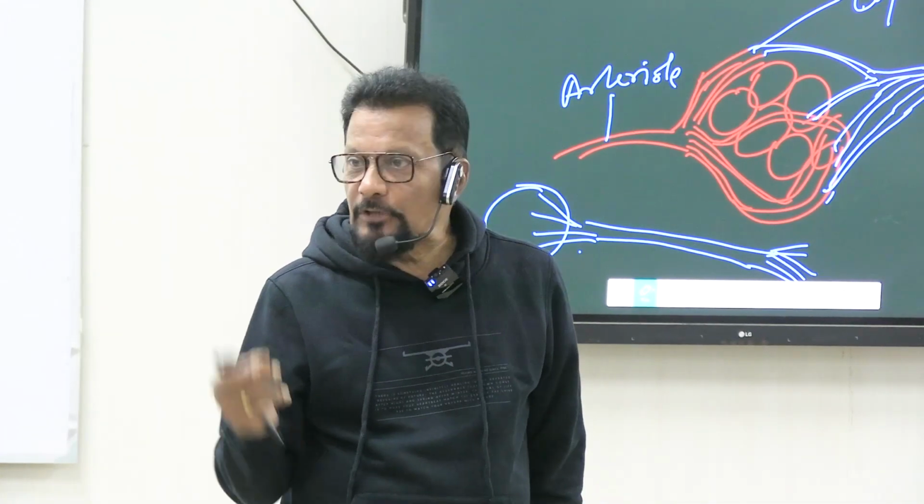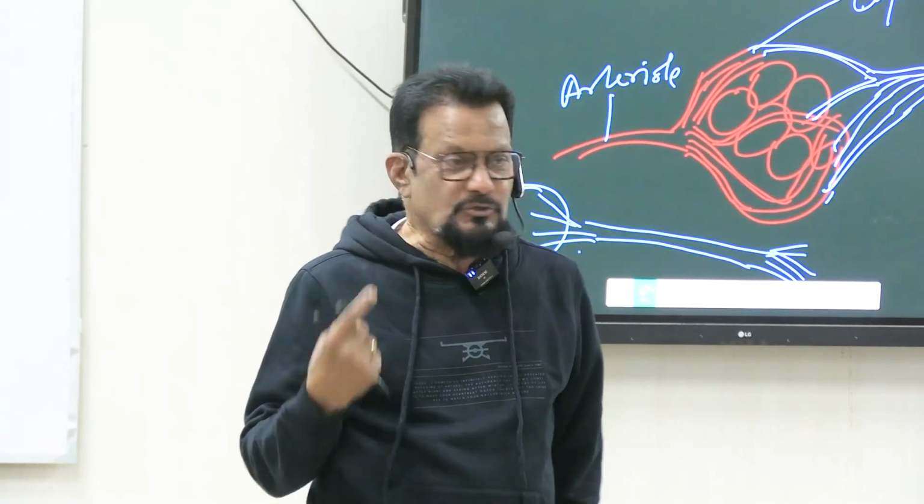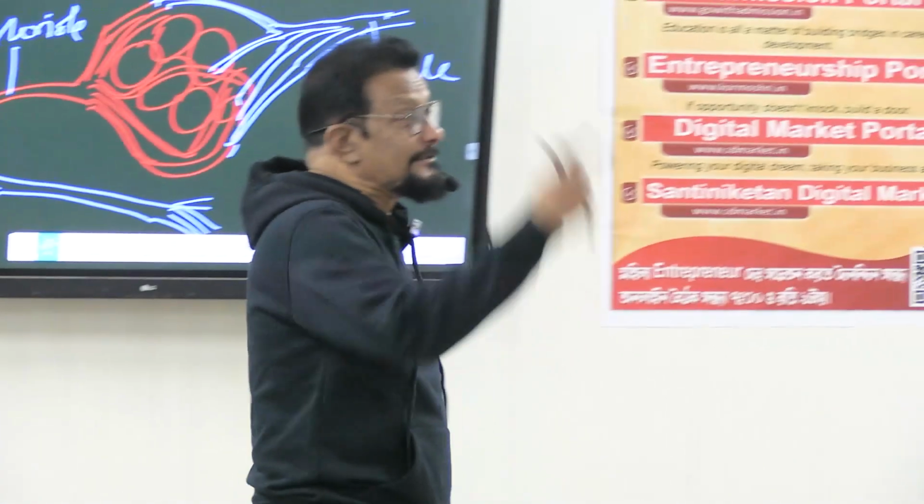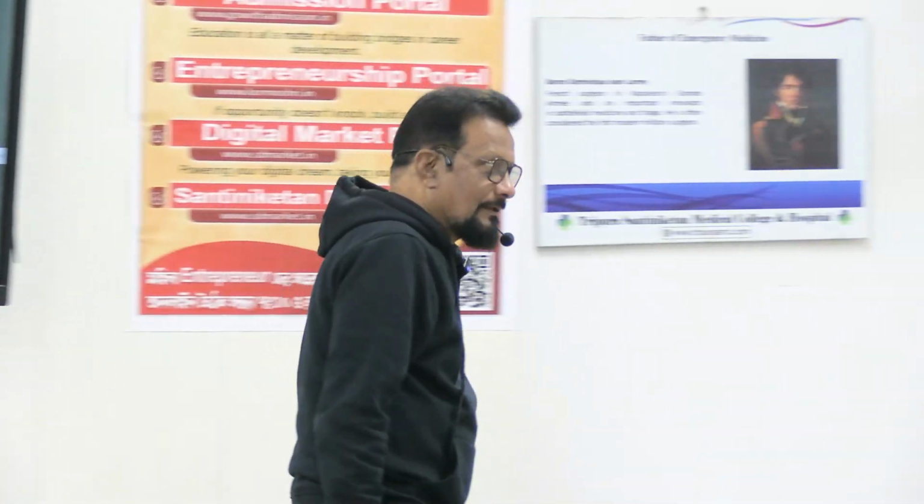No, they don't synthesize. The posterior pituitary cannot synthesize oxytocin and vasopressin. Now where will these be synthesized? Again it is in the hypothalamus. Supraoptic and paraventricular nuclei are the sources. Now the question is, how will they come to the posterior pituitary?